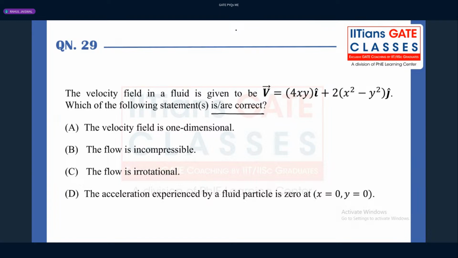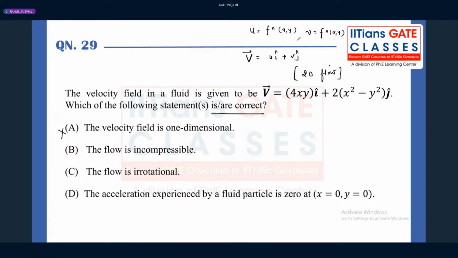Before answering this question, first you can eliminate an option, guys. The first is incorrect, because you can see the velocity vector they have given is u i cap plus v j cap. Whatever the velocity u is, it is a function of x and y. v is also a function of x and y. So definitely it is a two-dimensional flow.